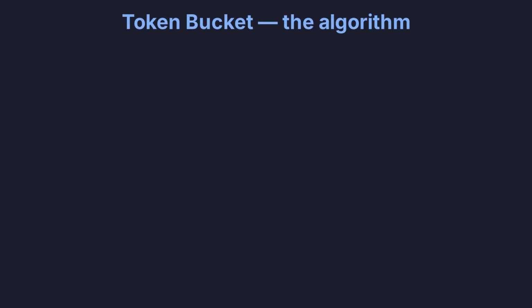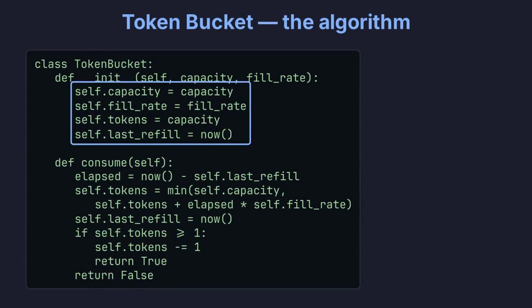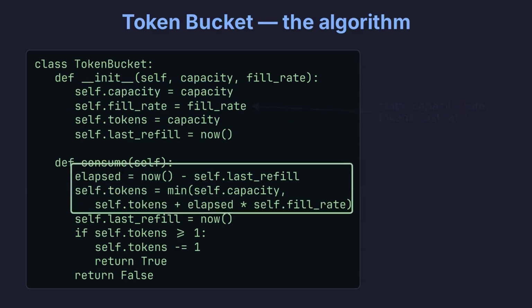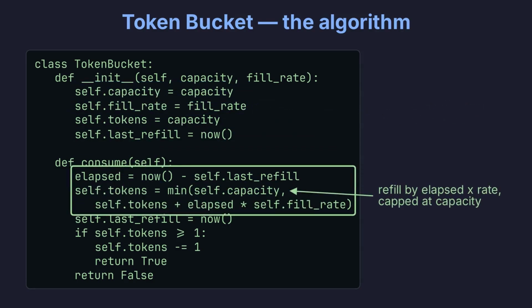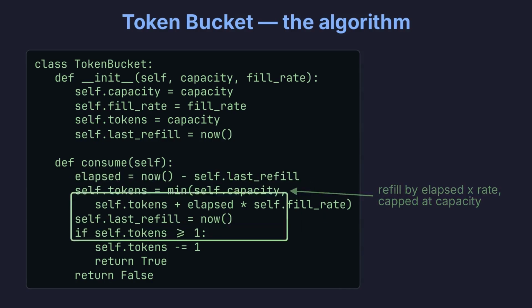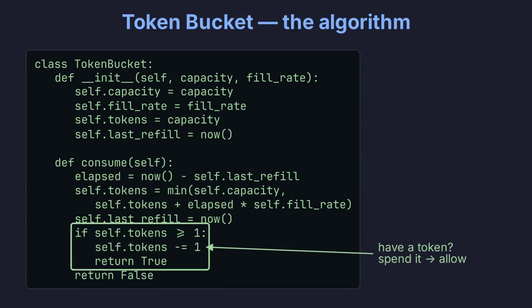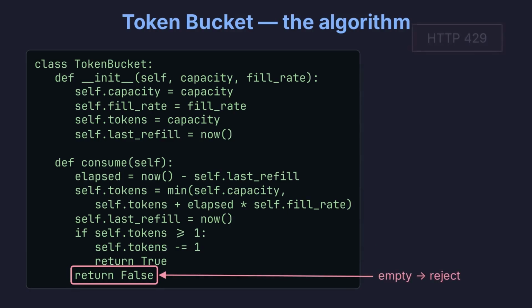The code is straightforward. A token bucket object holds the maximum capacity, the refill rate, the current token count, and a timestamp of the last refill. When consume is called, it refills tokens based on elapsed time, then checks if at least one token is available. If so, it decrements and returns true. Otherwise, false, and you send a 429.